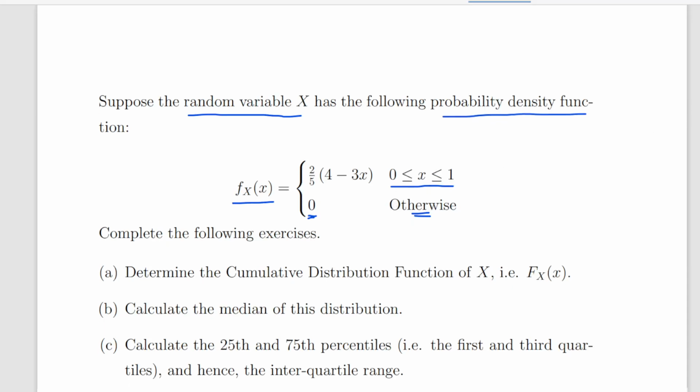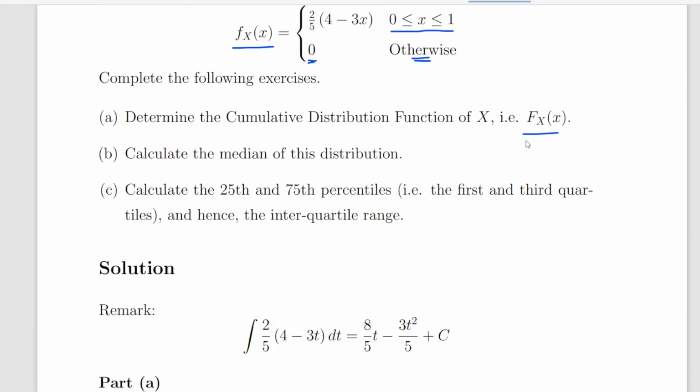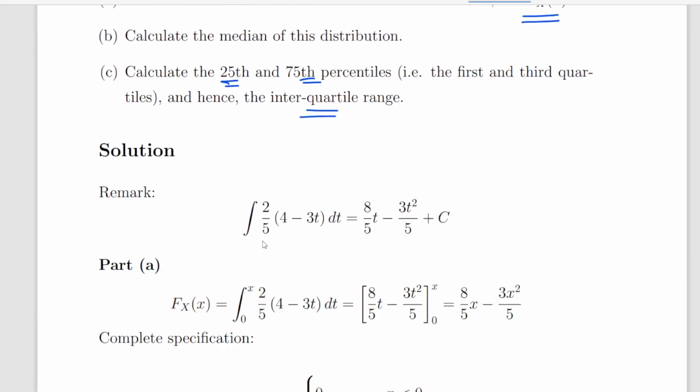Determine the cumulative distribution function of x, which is to say capital F subscript x of x. Okay, it's easier to see it and recognize it than verbalize it. That's a capital F. The cumulative distribution function is a capital F, and the probability density function is a small f. Anyway, so calculate the median of this distribution, and then calculate the 25th and 75th percentiles, and hence calculate the interquartile range.